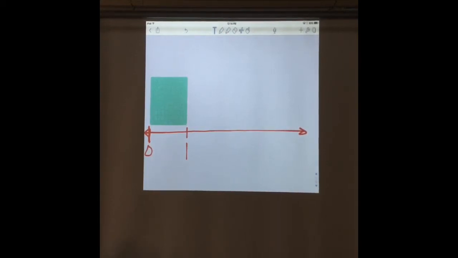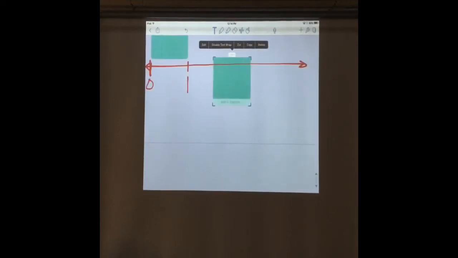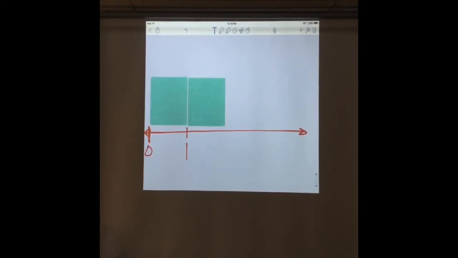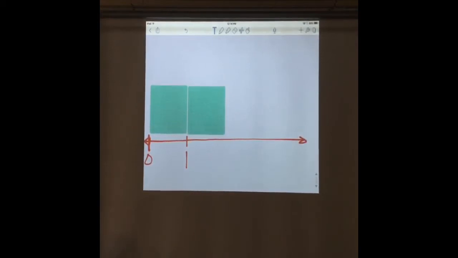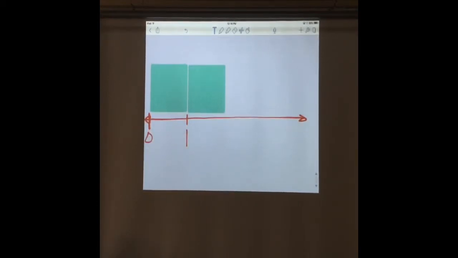I like that. Now what if I added another square like that? Okay, what would go here? 2. So that would be 2, is that correct? Does everybody get that so far? Am I going too fast for anybody? No? Okay. And then I'll tell you what.